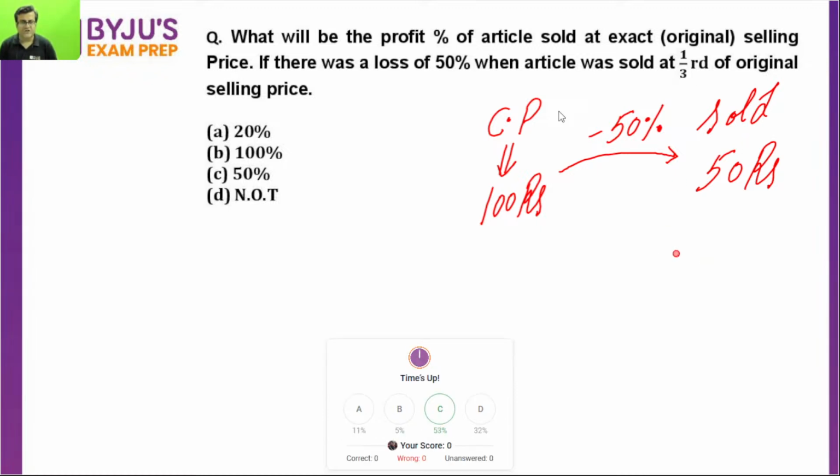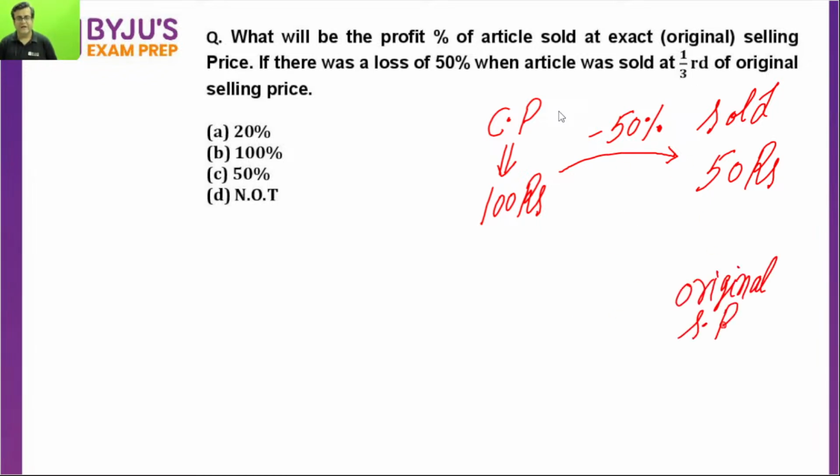When the article was sold at one third of the original selling price, then there was a loss. So you will have to understand the same thing. If 100 rupees is the cost, 50% is the loss, 50 is the selling price. The article is sold at one third of the original selling price. So what is the original selling price? If there is a loss of 50%, the article sold at 50.